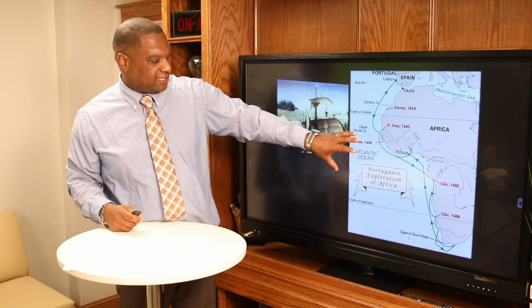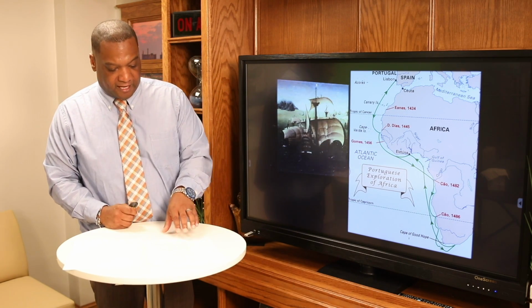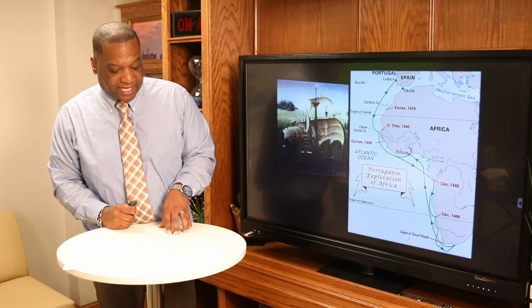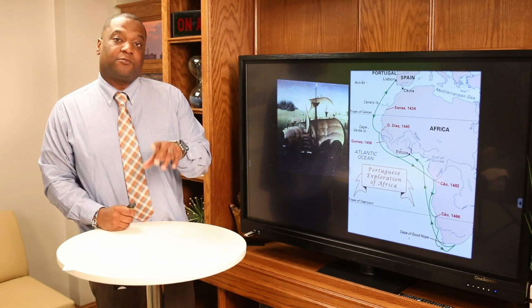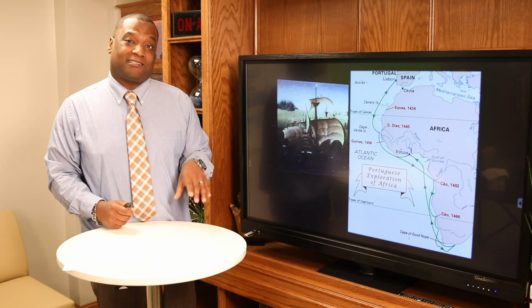As you can see, as they started setting up these different forts, by 1500, Pedro Cabral basically accidentally discovered Brazil. So remember, Brazil is the only Portuguese nation.